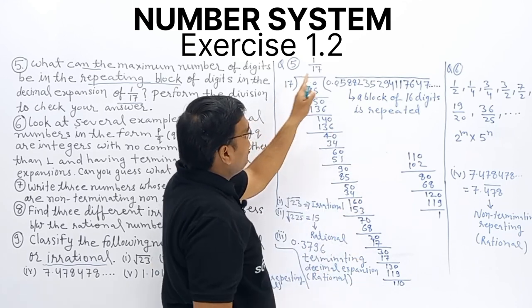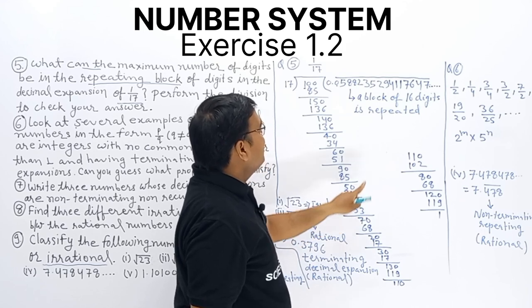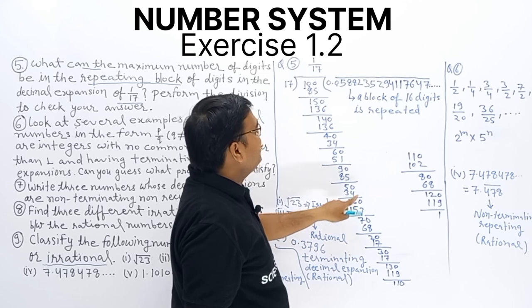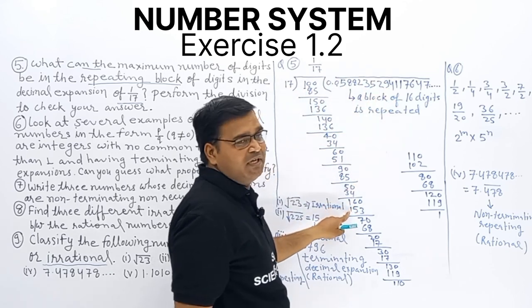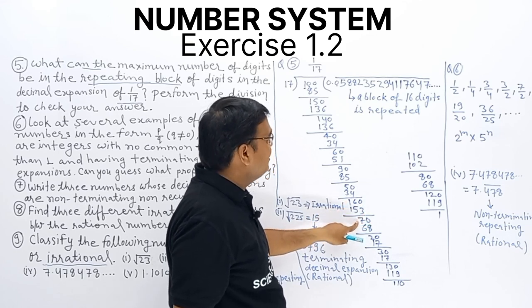160. So 160, how many times is it going? We want 153, so it means it is going 9 times. 17 9s are 153. We are subtracting, 160 minus 153 will be 7.